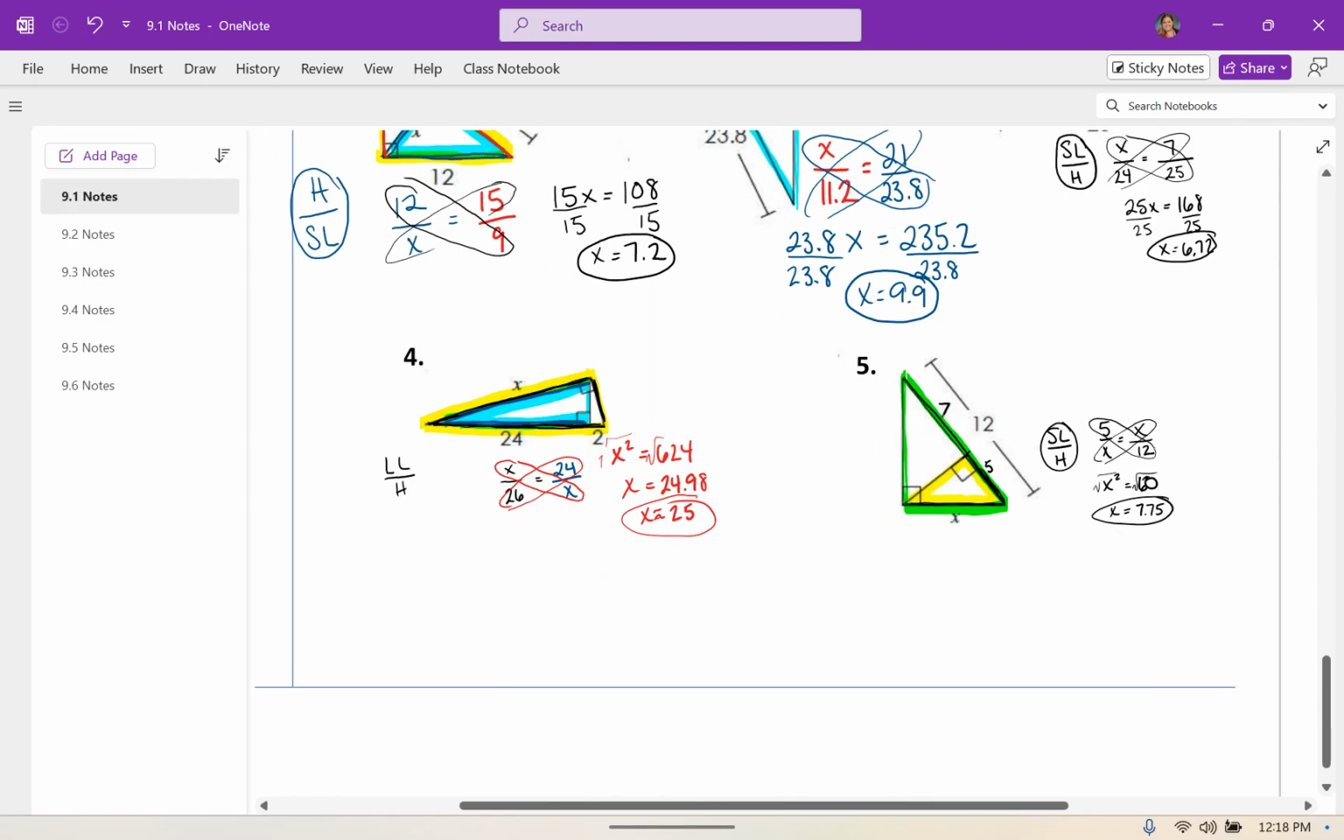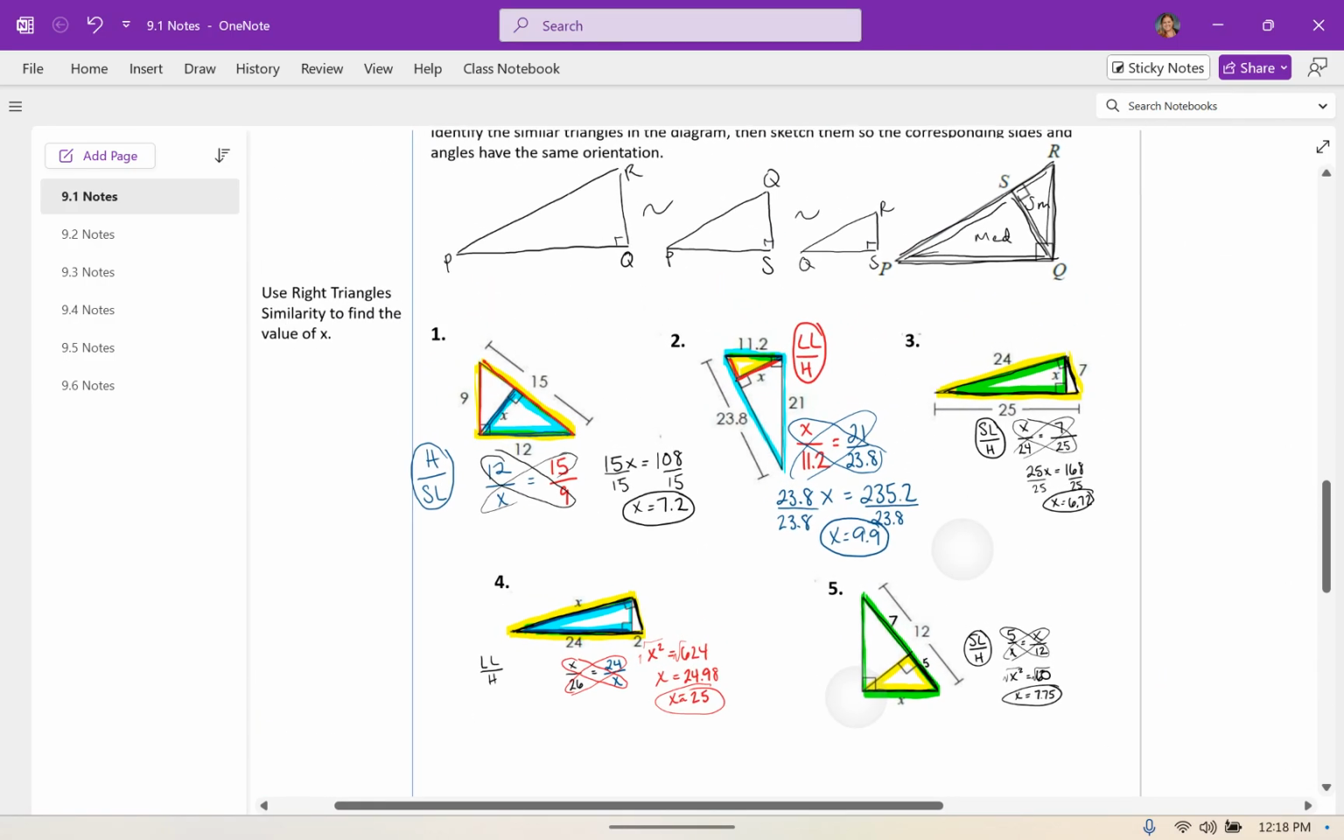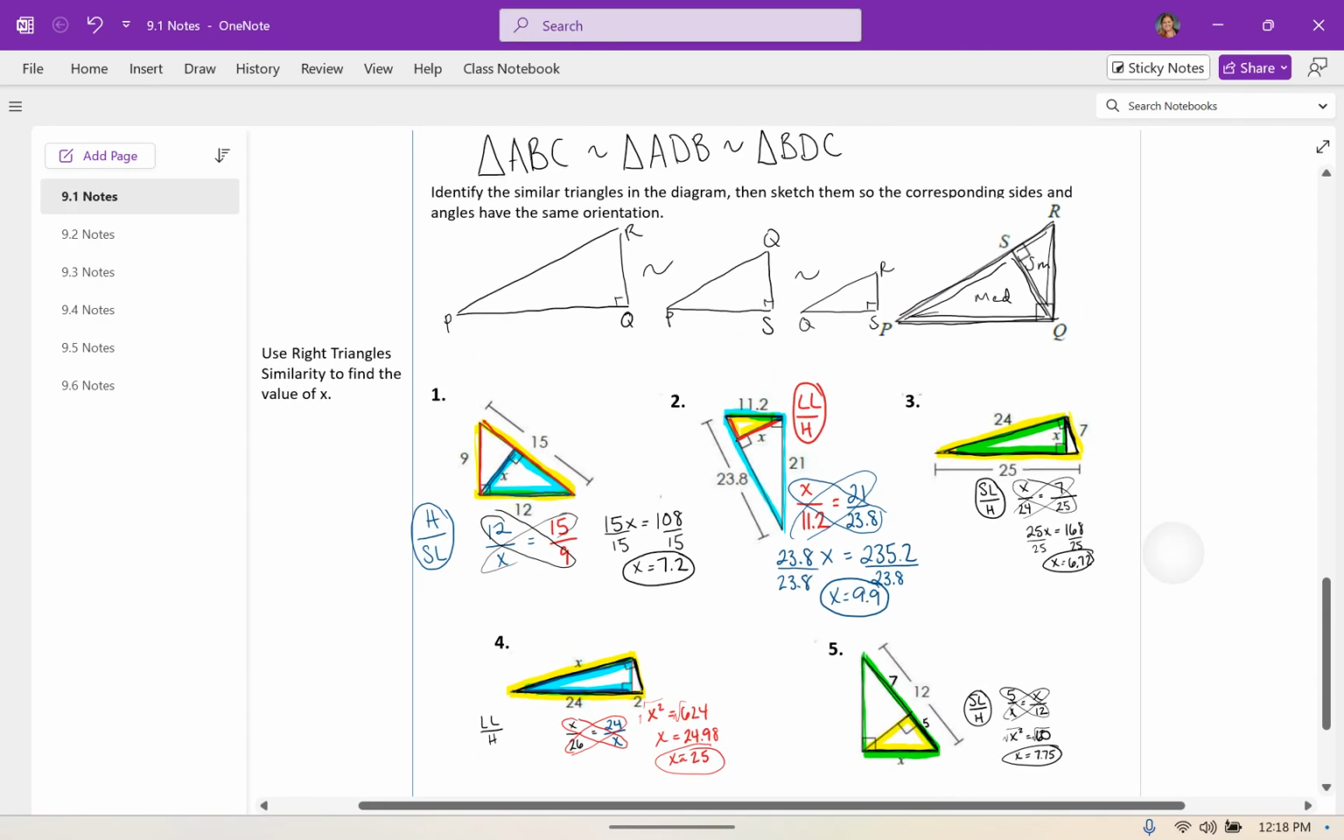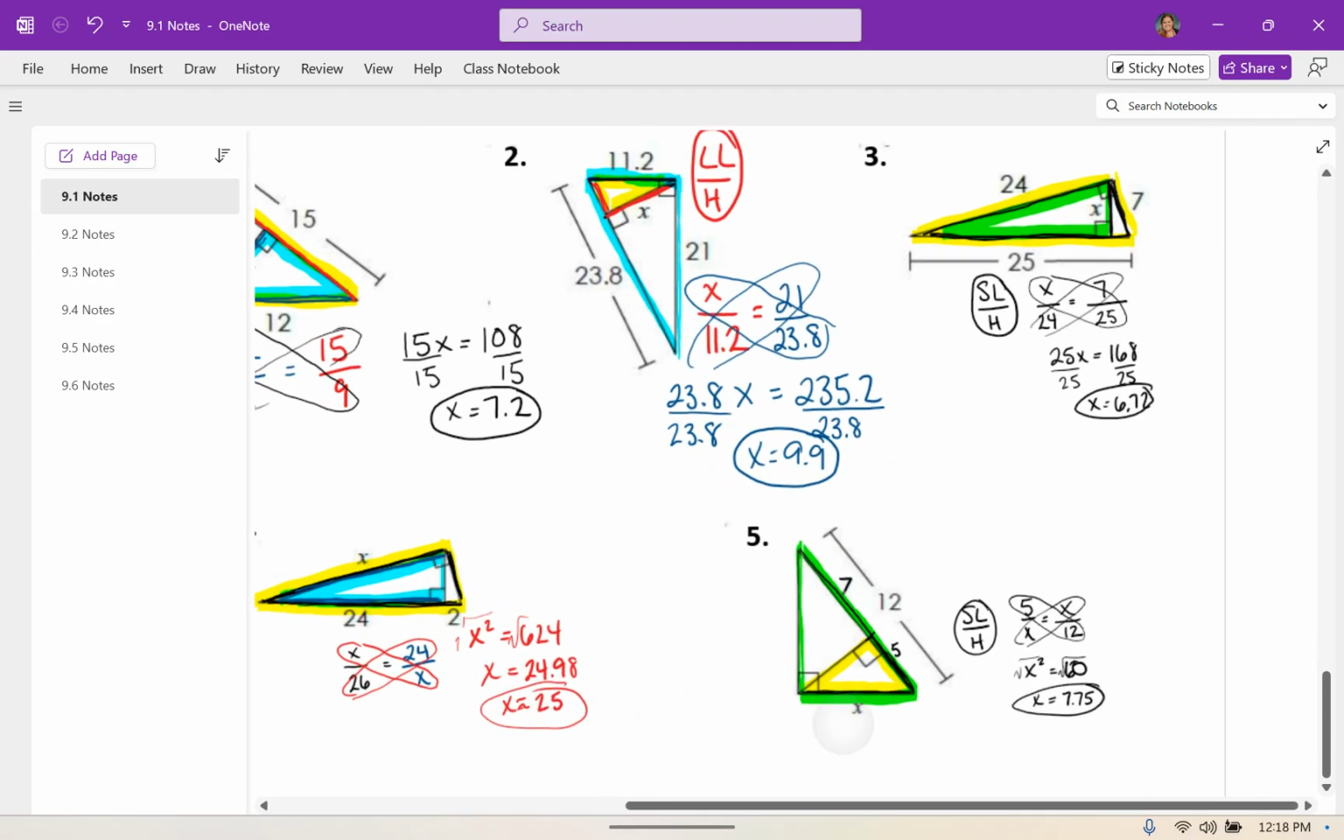Okay, and we are done with geometric mean, and I hope that whoever your teacher is gives you some practice on ALEKS, because this is a tricky topic that you guys definitely need to practice.